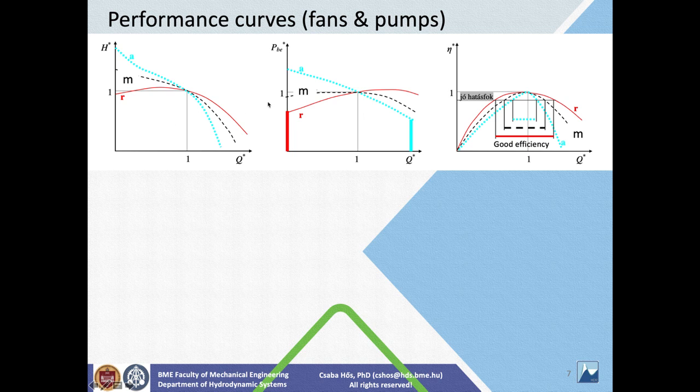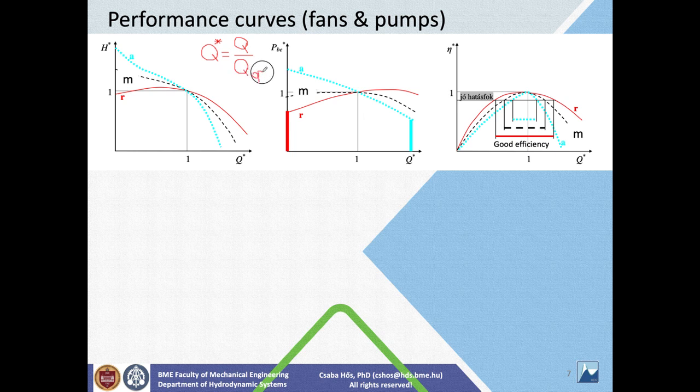Okay, what you see here is three coordinate systems. In each x-axis we have the flow rate. It's actually a slightly different flow rate. So what we do is that we take the optimal point. So all the quantities coming with an asterisk sign are the actual quantities, so in this case flow rate, divided by the flow rate of the optimal point. So best efficiency point, okay?